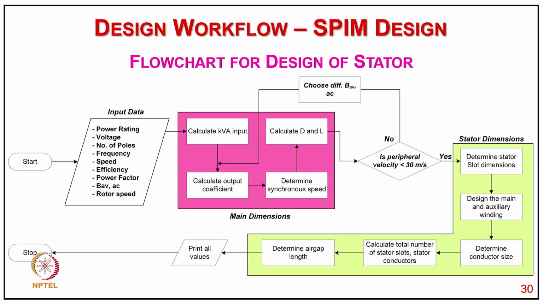Then the flow chart for design of the stator starts with all input data: power rating, voltage, number of poles, frequency, speed, efficiency, power factor, average flux density and electrical loading, rotor speed. Then calculate kVA, then calculate the output coefficient, then determine the synchronous speed, calculate D and L. If the peripheral speed is below 30 meters per second, it is within the limit; otherwise you have to change the specific electric loading and magnetic loading. If yes, then determine the stator slot dimension, design the main and auxiliary windings, determine the conductor size, calculate the total number of stator slots, stator conductors, design the air gap length and print the values. This concludes the design of the stator.